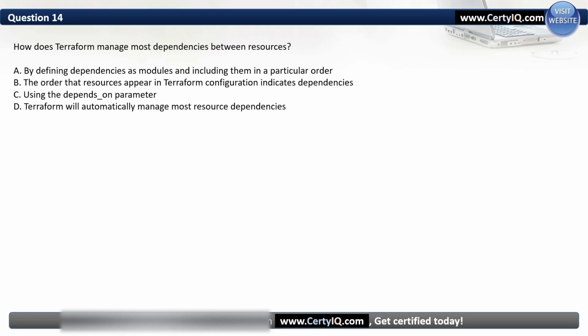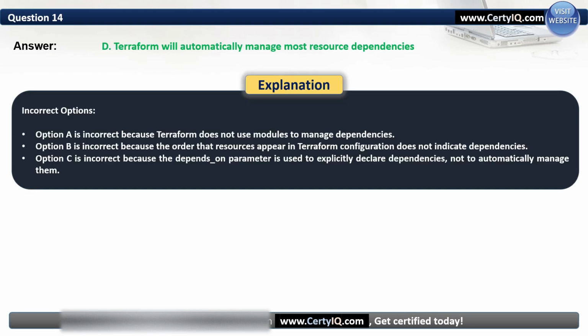Question 14. How does Terraform manage most dependencies between resources? The correct option is D. Terraform will automatically manage most resource dependencies. About the incorrect options, option A is incorrect because Terraform does not use modules to manage dependencies. Option B is incorrect because the order that resources appear in Terraform configuration does not indicate dependencies. Option C is incorrect because the depends_on parameter is used to explicitly declare dependencies, not to automatically manage them.